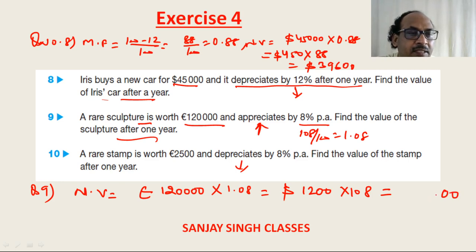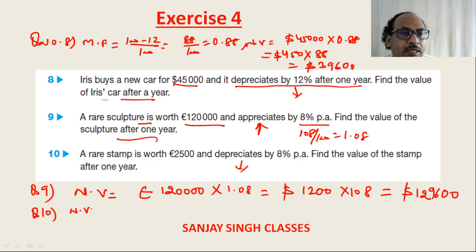Okay, so we can multiply very well. 00 12 8 96, right? 9 9 12, so it has become $129,600.